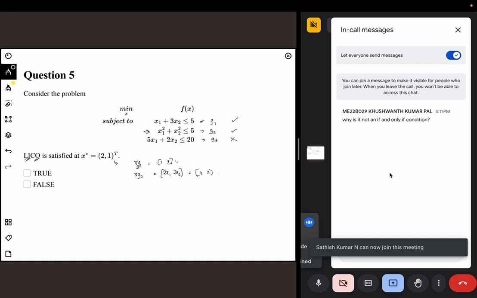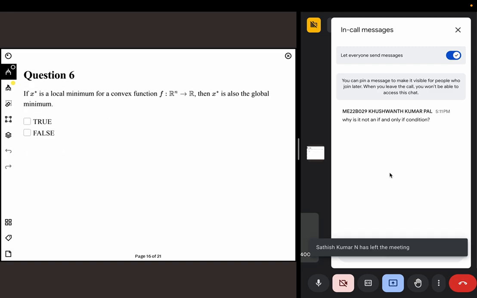So at this particular point, they are linearly independent, right? Yeah. This is again a straightforward one that we have just discussed.